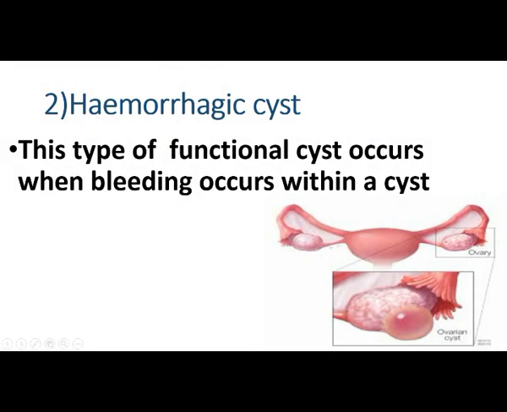Next is the hemorrhagic cyst. Hemorrhage, from the name itself we can understand, is bleeding. This type of functional cyst occurs when bleeding occurs within the cyst. So we can see from this picture, this is the hemorrhagic cyst.